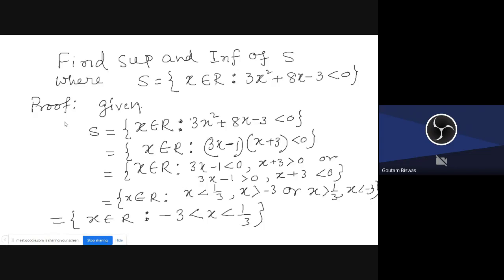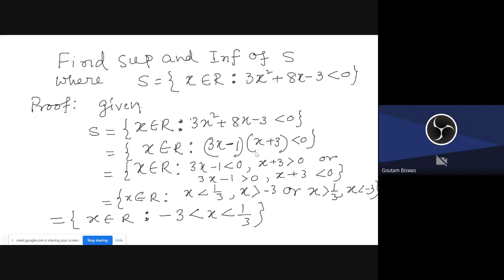Now another example. Find the sup and infimum of S, where S is given by this. Okay, S is equal to this set, 3x squared, all x look like this. Okay, so x is contained in R. So if you factorize this, it will look like this.